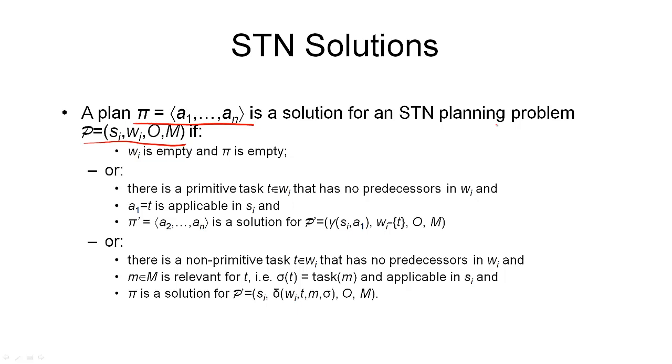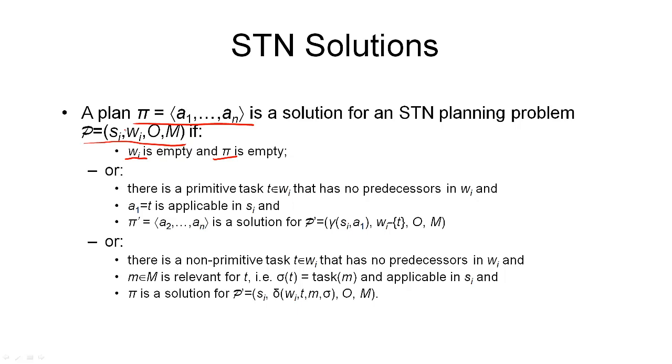The first condition is quite trivial here, namely, if our initial network WI is empty, so there were no tasks in the network, and our plan is also empty, then this plan constitutes a solution for this network in the planning problem. So that's quite obvious. If there's nothing to do, doing nothing is a solution for that problem.